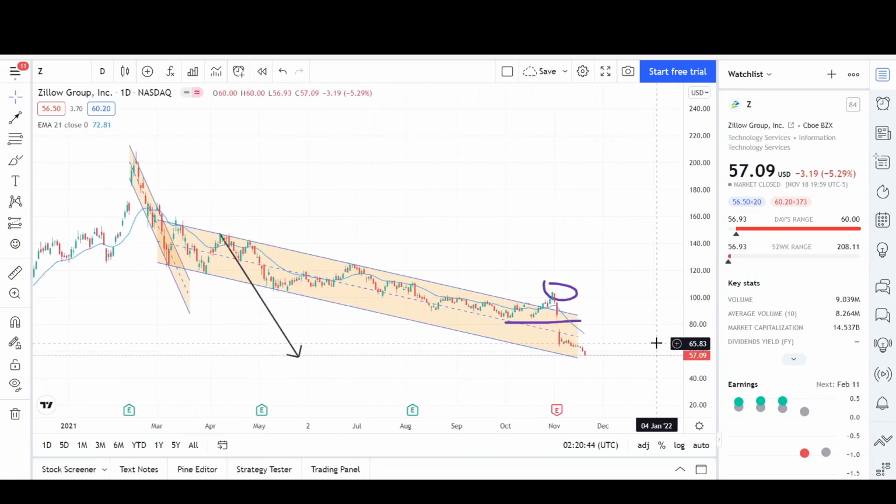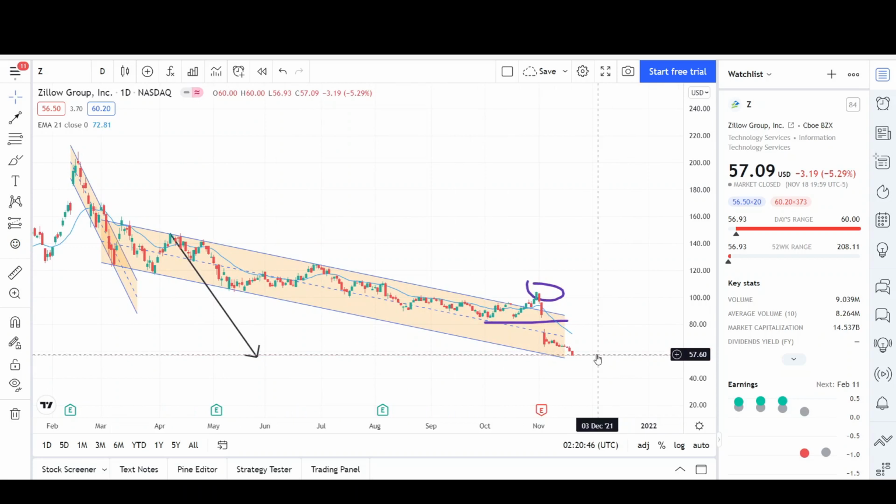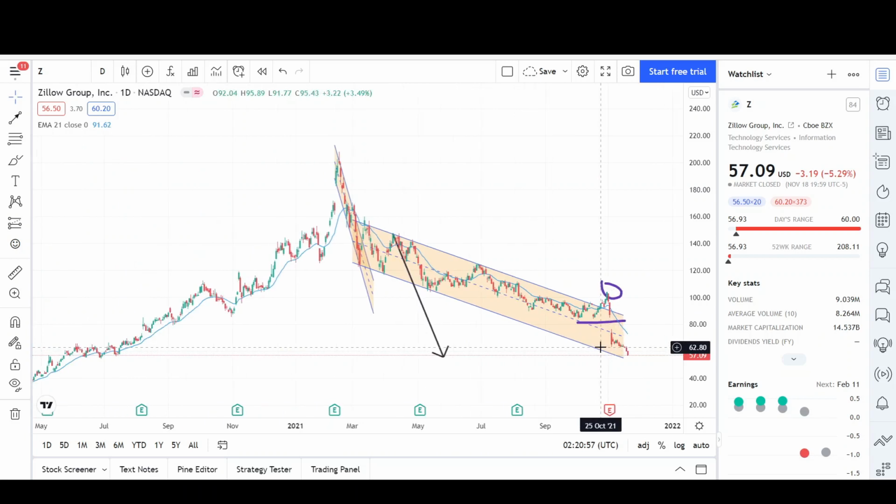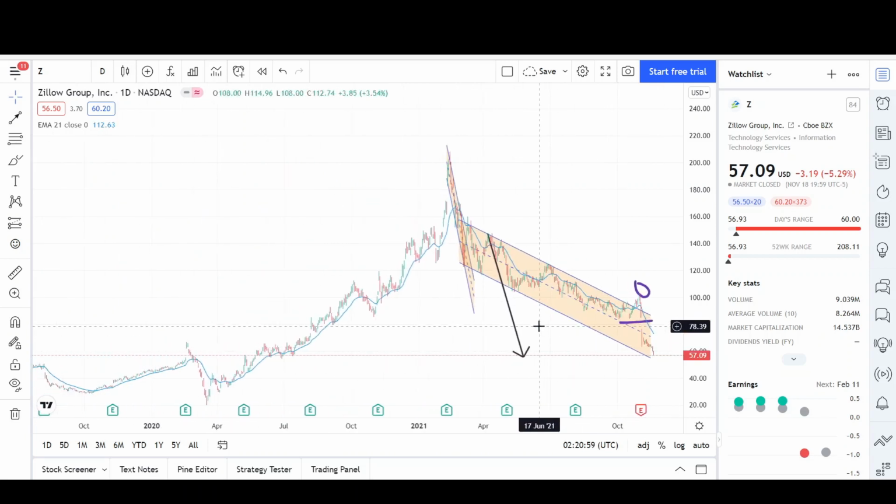So we could see a bounce from here. I wouldn't say that's the bottom, but I could see a bounce in play just because we're getting far away from the EMA and there's a gap right here that could get filled. So we could see a retracement here, but it's not guaranteed. Let me just zoom out a little bit more on the chart.